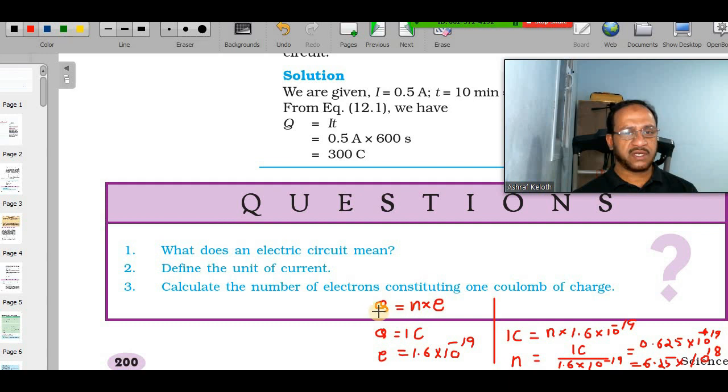In this equation, if you get some other question in the exam, suppose 2 coulomb charge. How many electrons constitute 2 coulomb? Instead of 1 coulomb, if it is 2 coulomb. In the exam, if you get a question like this, calculate the number of electrons constituting 2 coulomb of charge, then what you have to do? This Q, you take 2 coulomb, and here also instead of 1 coulomb will come 2 coulomb, then do the calculation.